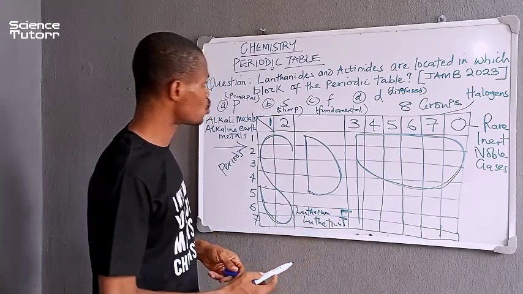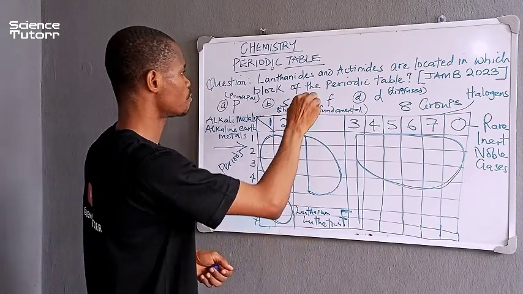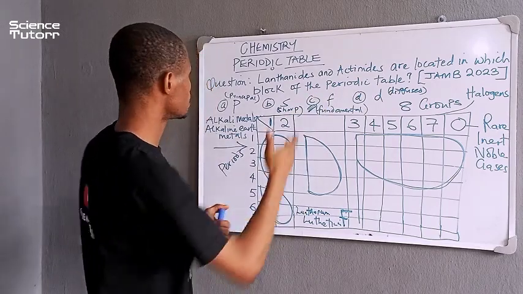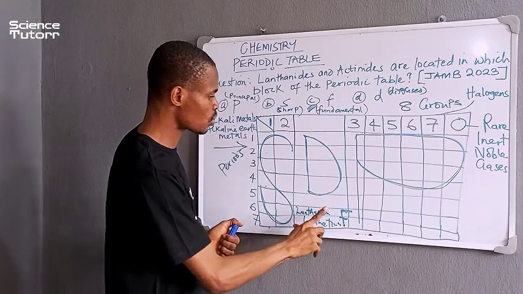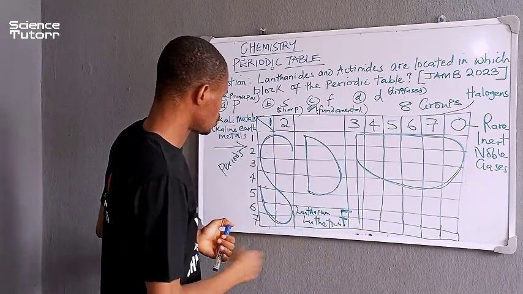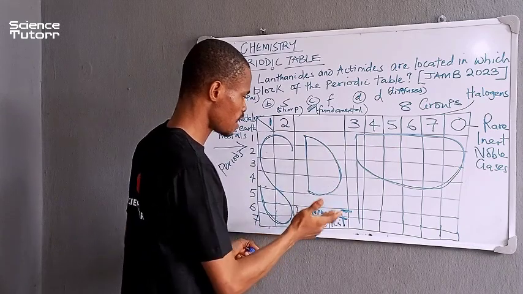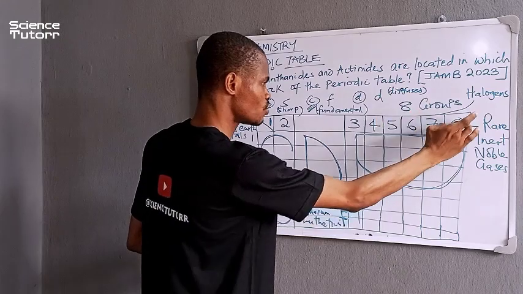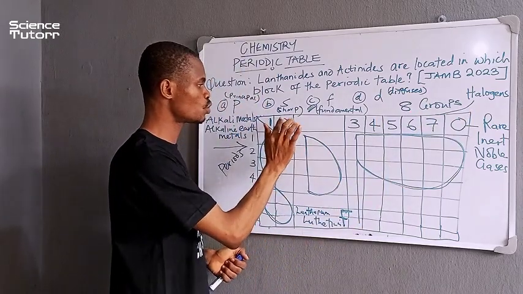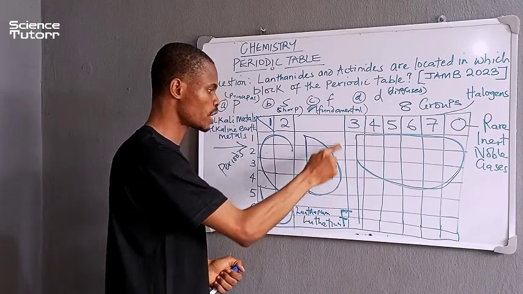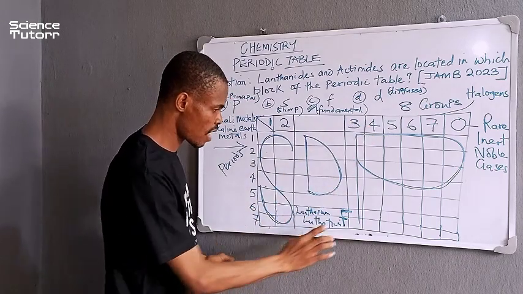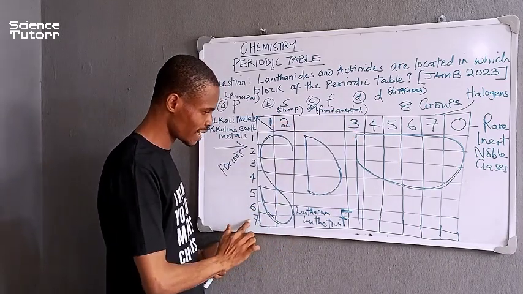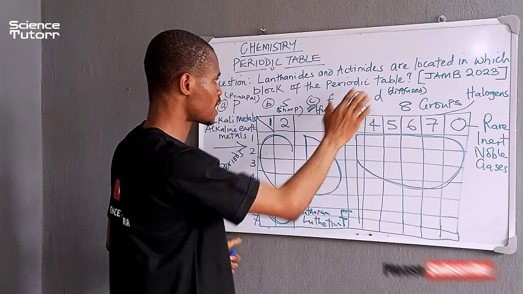So, if I'm to choose an option, we will go for option C. That is our answer for this question. Lanthanides and actinides belong to the F block elements. So we have the S, P, D, F. S block with groups 1 and 2, P block group 3 to 7 and 0, D block in between group 2 and group 3, we call them the transition elements. And then F block in between group 2 and group 3 along period 6 and 7. So that answers the question.